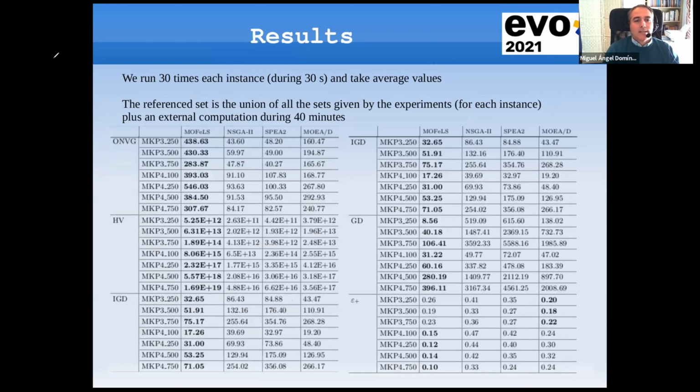In this table, we can see the results for the instances for which we don't know the complete Pareto front. Now the reference set is the union of all the sets given by the experiments plus an external computation during 40 minutes. This is done for each instance. We can see again that most of the best results are given by MoFELS, which are marked in bold, and we have also good results for MOEA/D in some cases.